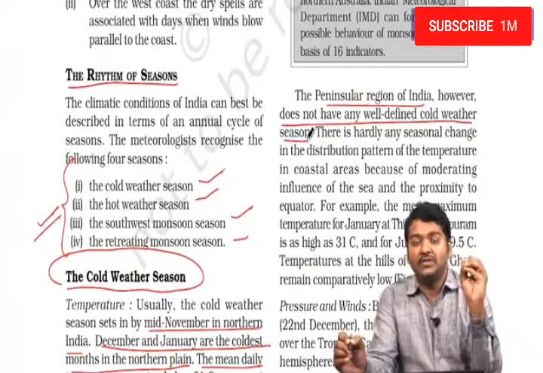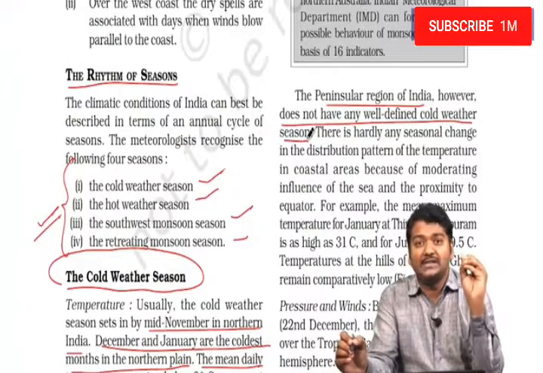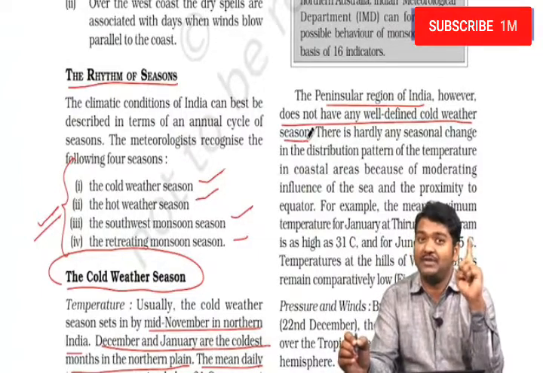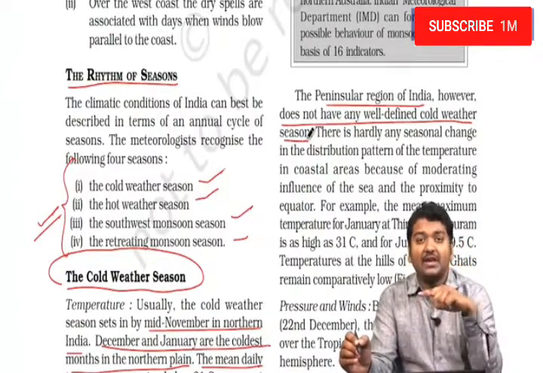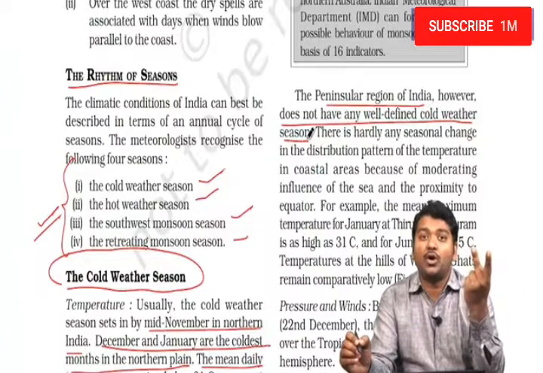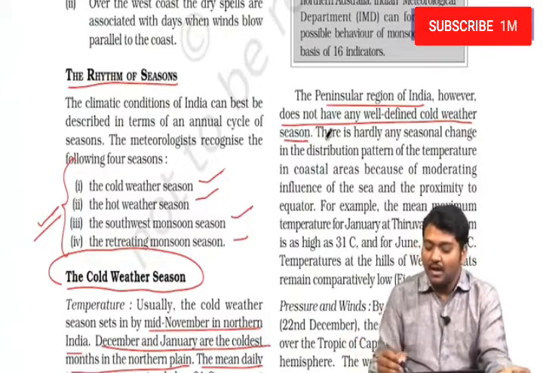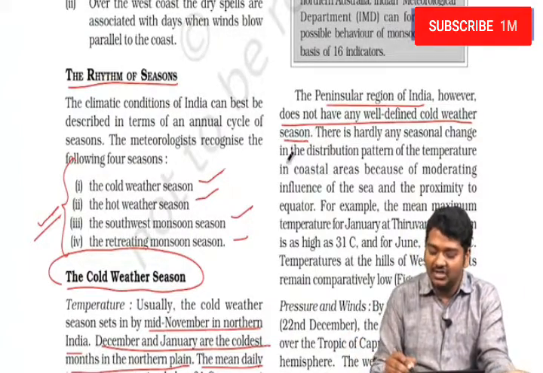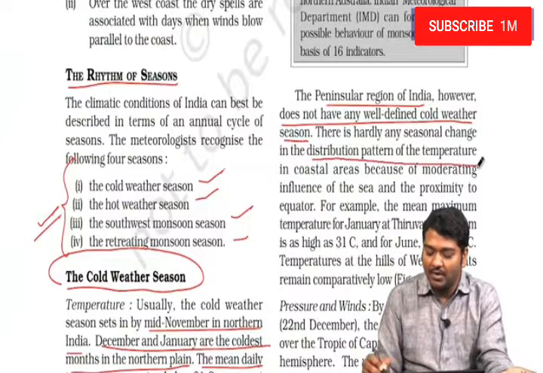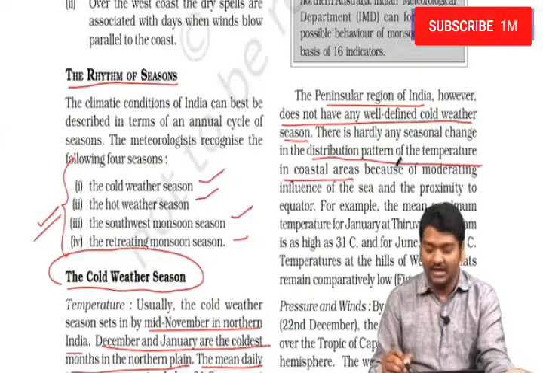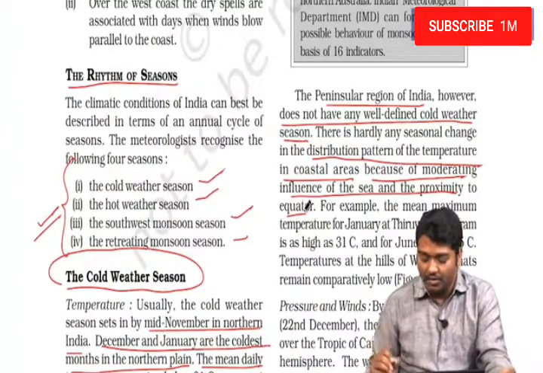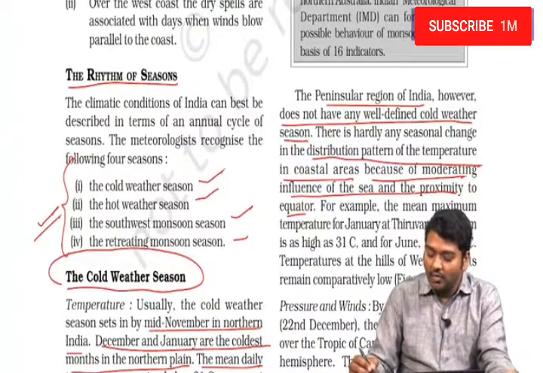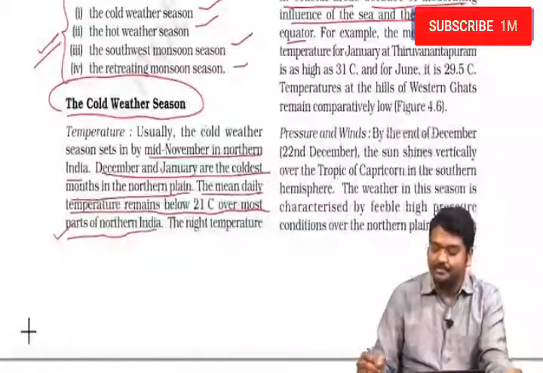If UPSC gives you 'explain cold weather season in India', first you have to talk about temperature and how exactly it varies in North India, and how exactly it varies in peninsular India. Second important thing you need to talk about is winds. There is hardly any seasonal change in the distribution pattern of the temperature in the coastal areas because of the moderating influence of the sea. I have already told you. Then we have to look at the pressure and winds.